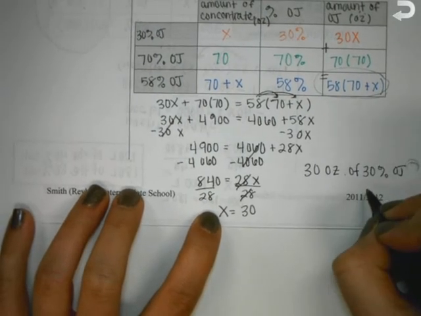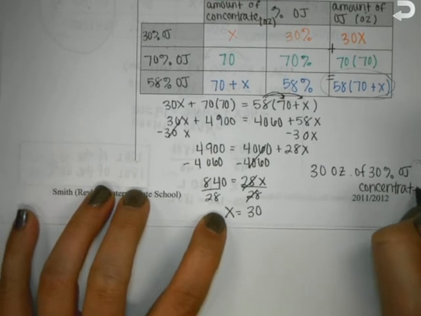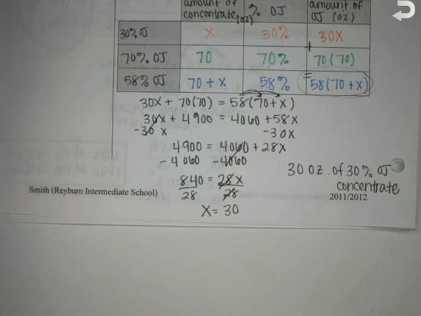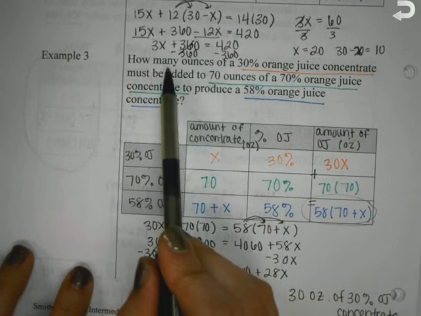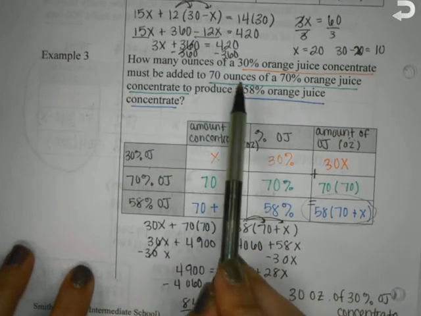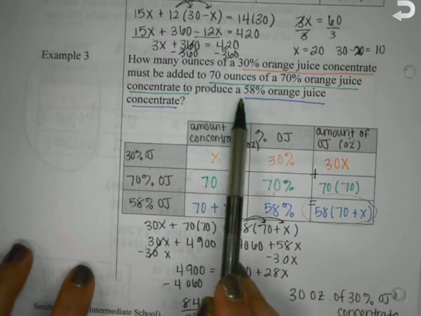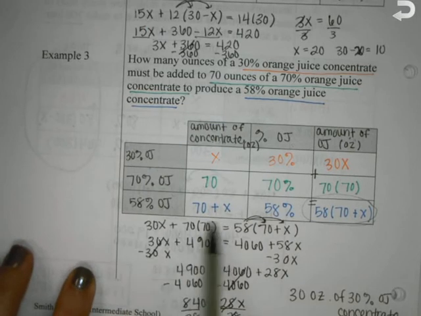Did I answer my question totally? Let's read it. How many ounces of a 30% orange juice concentrate must be added to 70 ounces of a 70% orange juice concentrate to produce a 58% orange juice concentrate? Do I need to know how much I end up with in the end? No, so we are done. So the question only wants to know how much of the 30% do I need to add. So I only have to do the work for the one.